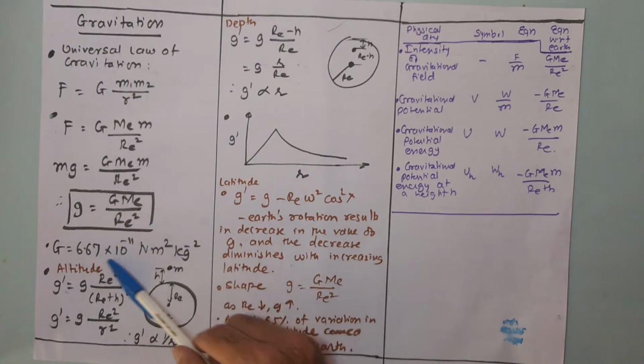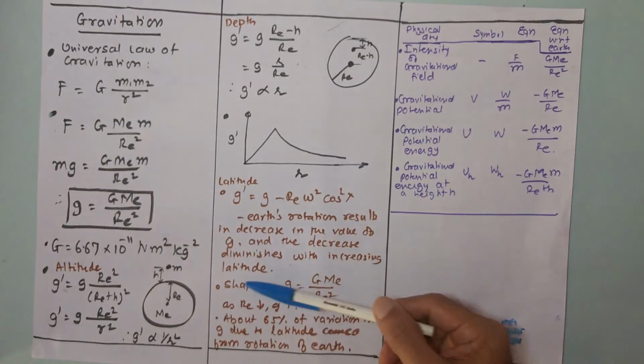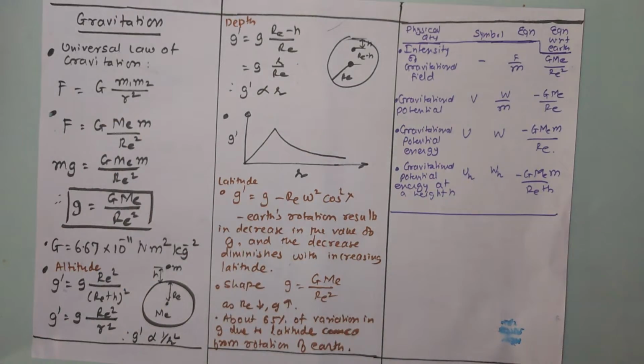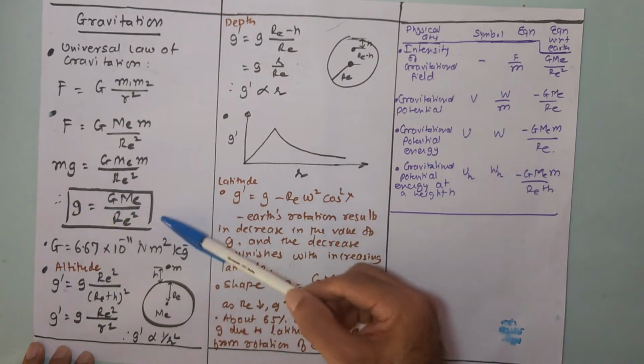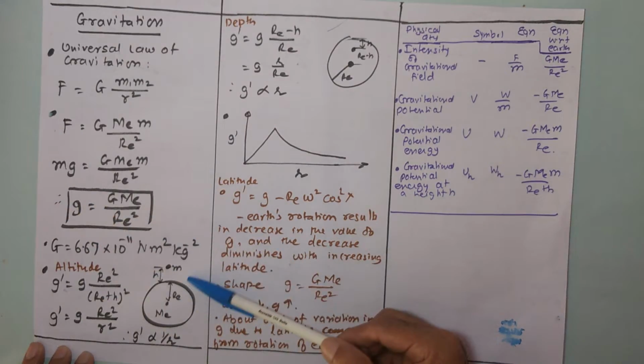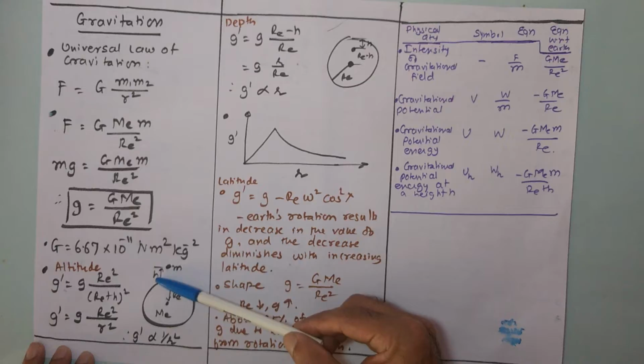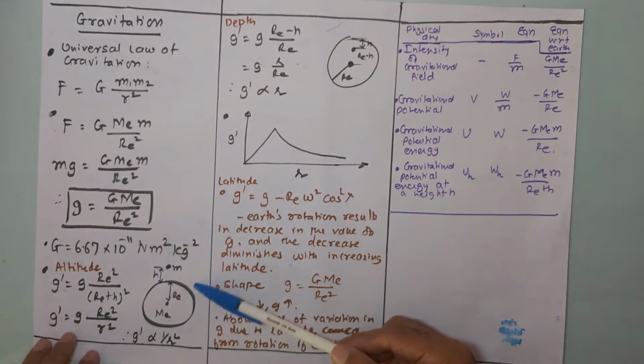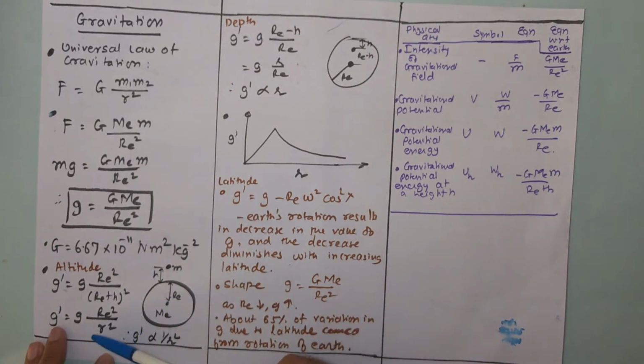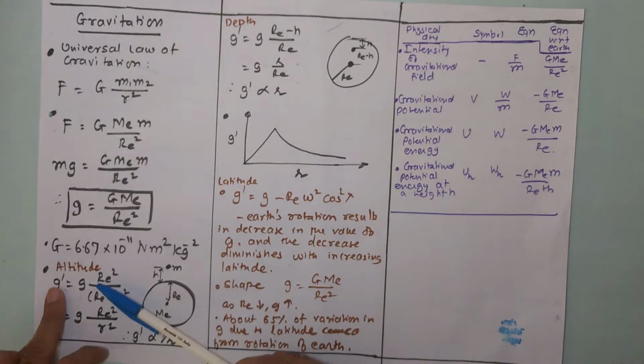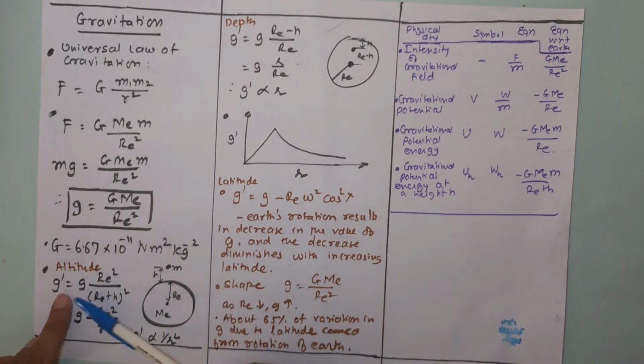The value of capital G, the universal gravitational constant, is this. Then we talk about how the value of g changes. This is the value of g, 9.8 on the surface of the Earth. But if you go away from the surface of Earth to height h, how would g change? So this is what would happen when we are at an altitude. g dash will be equal to g upon Re square upon Re plus h square.